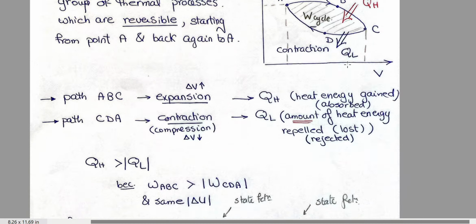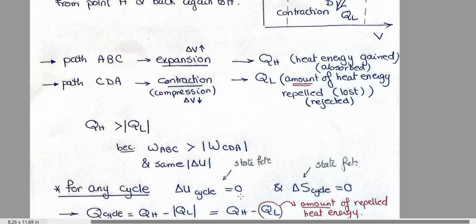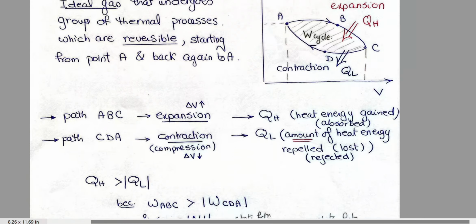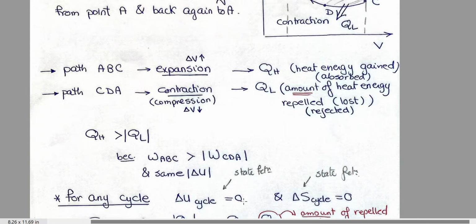Note that for any cycle, the change of internal energy is zero. We explained before that the change in internal energy is a state function. It depends on the initial state and the final state only. So I will begin the cycle from point A and I will return back to point A. So the initial state is A and the final state is A, so delta U will be zero. Also, the change in entropy is a state function. It will be zero if my cycle has the two conditions of the ideal gas and the reversible process.